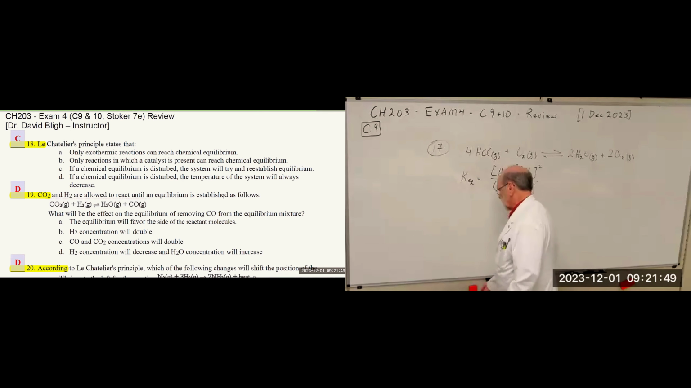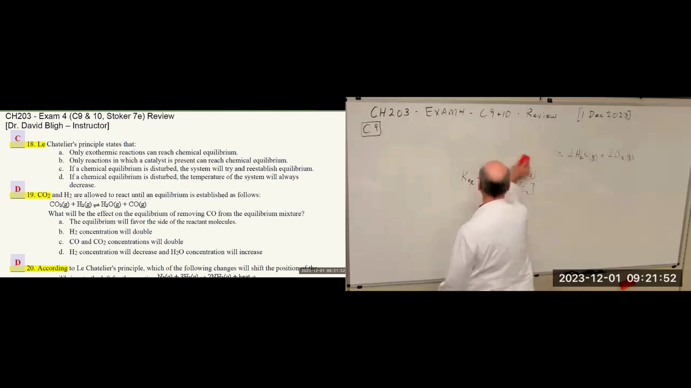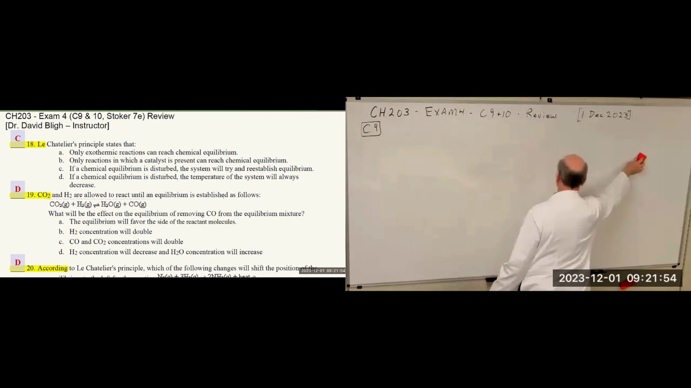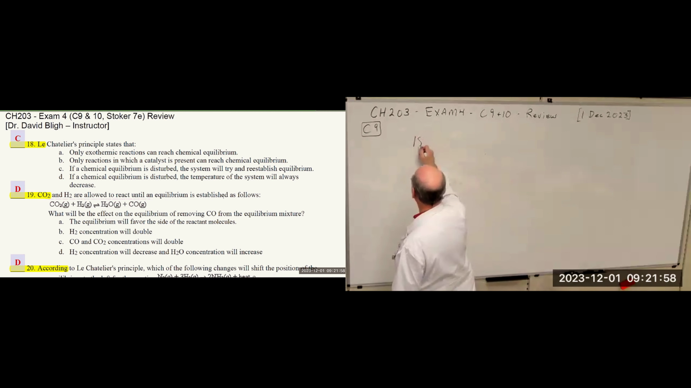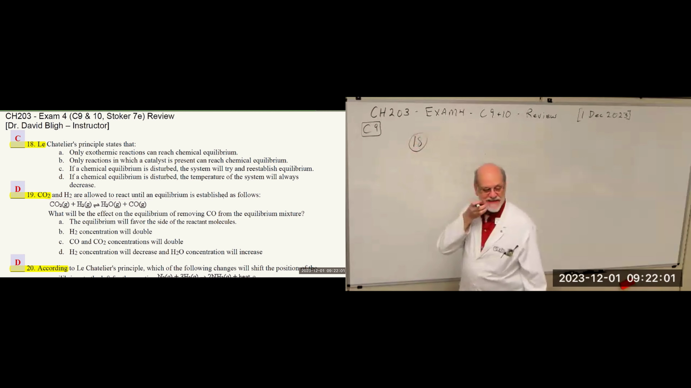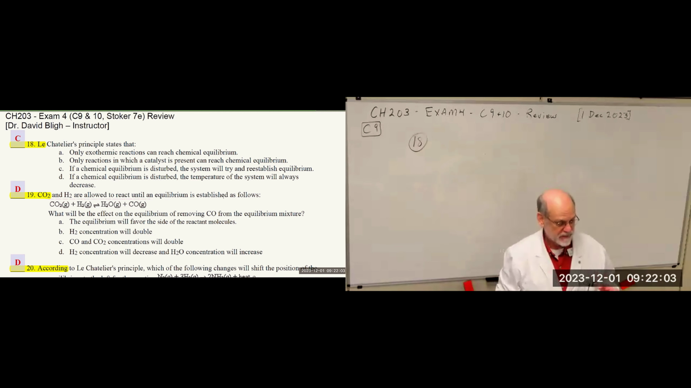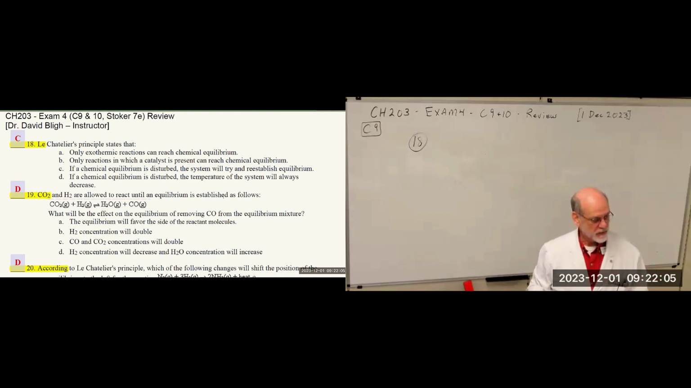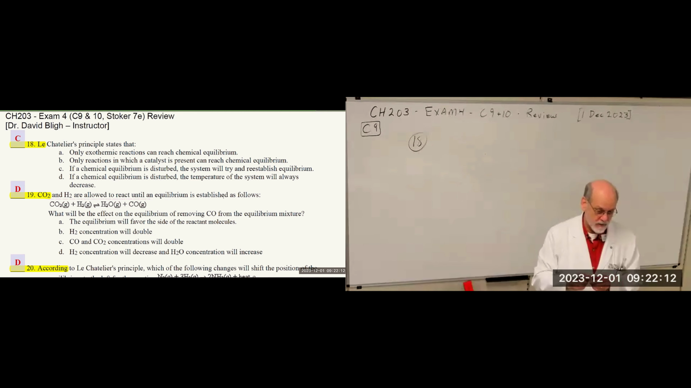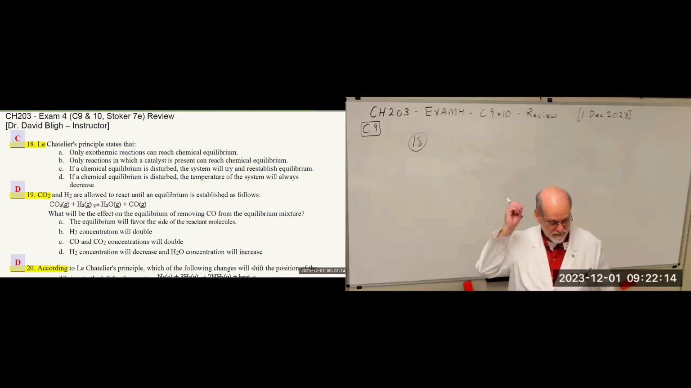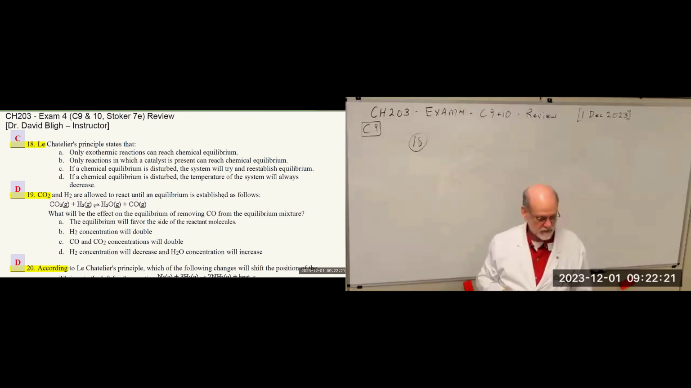Oh, here's the definition. Le Chatelier's principle. What is Le Chatelier's principle? A system at equilibrium, if disturbed, will respond in such a way as to mitigate that disturbance. So it looks like C maybe. If a chemical equilibrium is disturbed, the system will try and reestablish equilibrium. That's probably the closest one that you're going to get out of that.